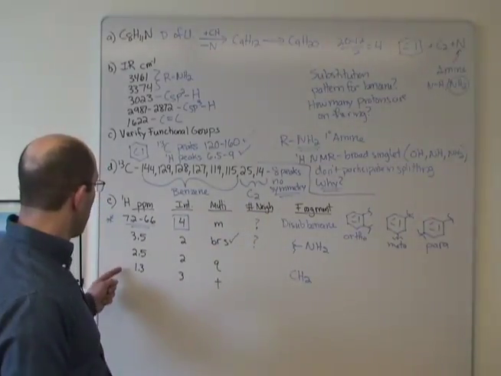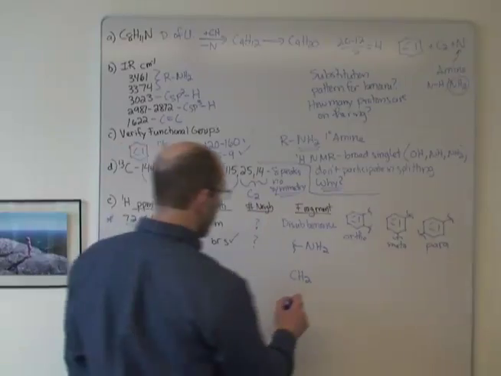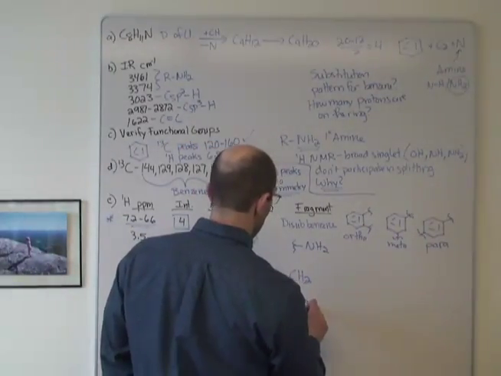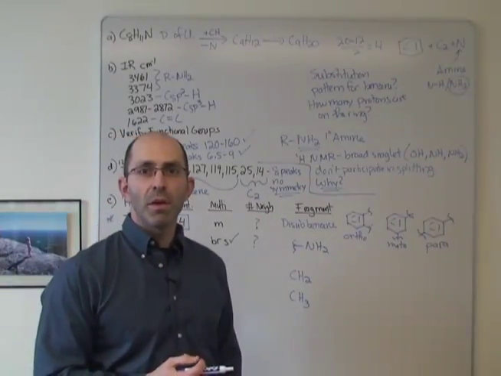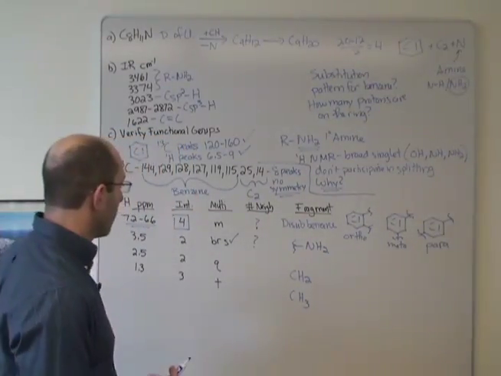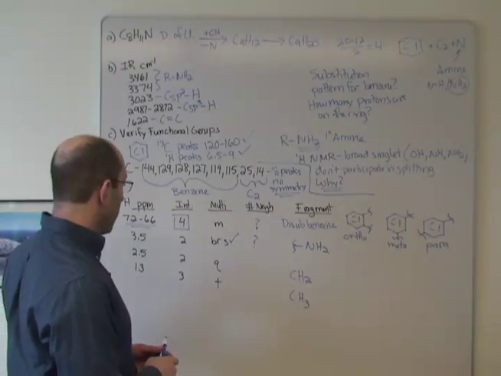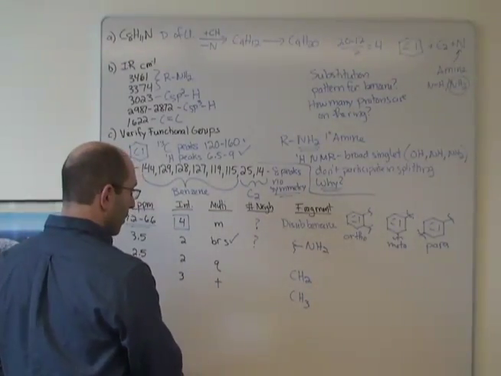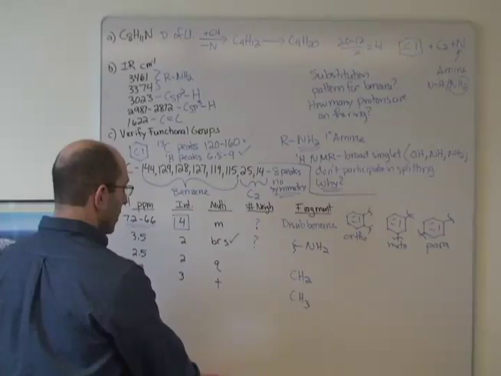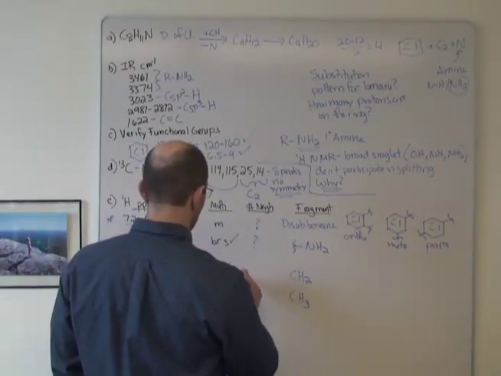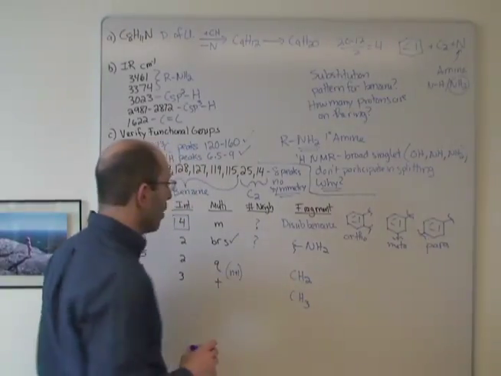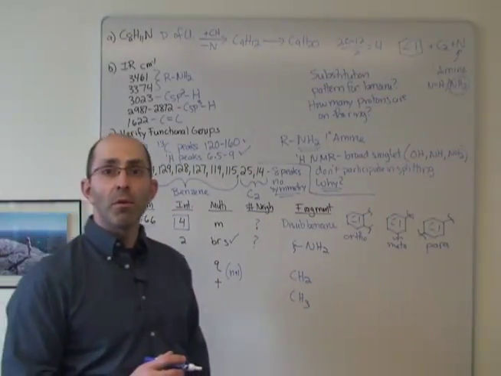We'll get to that. 1.3 integrates to 3. So I'm going to write down that that's a CH3. Again, more than likely, when you have something that integrates to 3, it's a CH3. Integrates to 2, it's a CH2. So now let's look at the multiplicity. When we look at the multiplicity, we can see that we have a quartet. Remember the n+1 rule. We're solving for n, the number of neighbors.